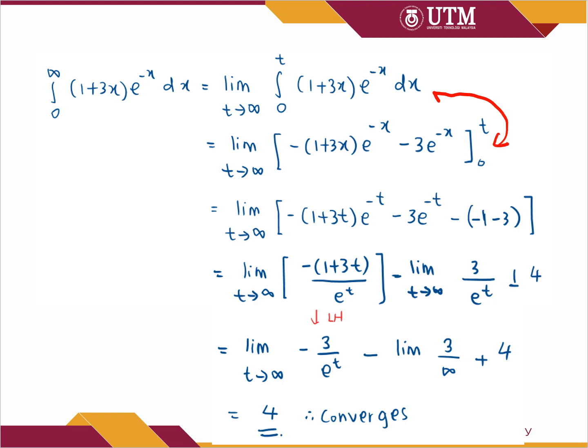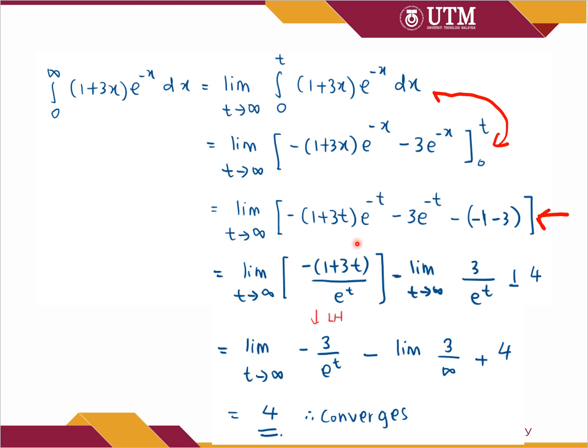Okay, the next part is that I substitute t and 0 into this equation, and I got the form of this one: the limit of t approaching infinity, negative 1 plus 3t times e to the power of negative t, minus 3e to the power of negative t, plus 4. So here I got this plus 4. Now you can see at this part here, this is the limit of t approaching infinity. So I solve this separately.